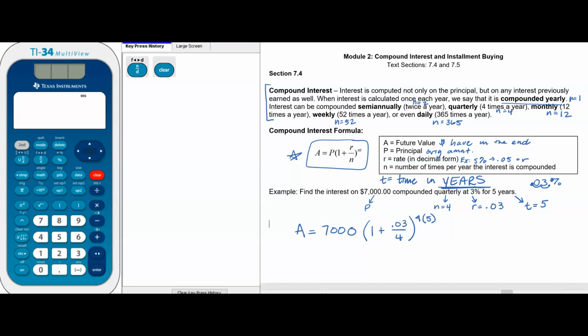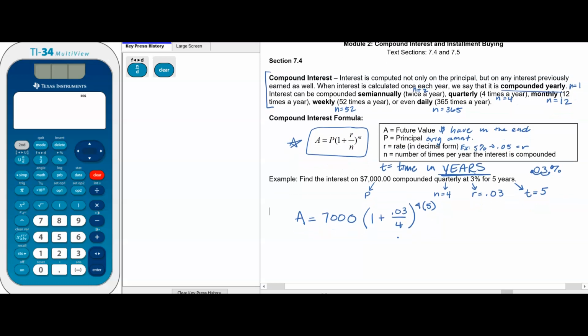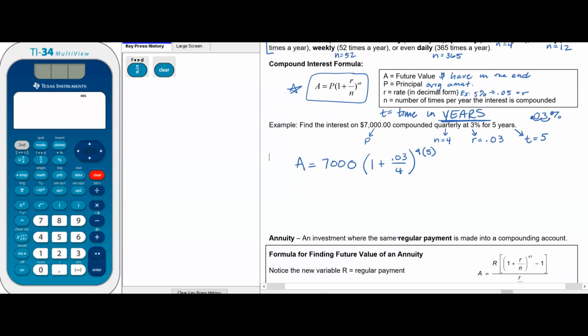If you want to, you could do one step at a time and write down the results on paper. So this is how that would look. I'll show you. The first thing I would do is the exponent. So I would work through the order of operations. I would do 0.03 divided by 4. 4 times 5 is 20.